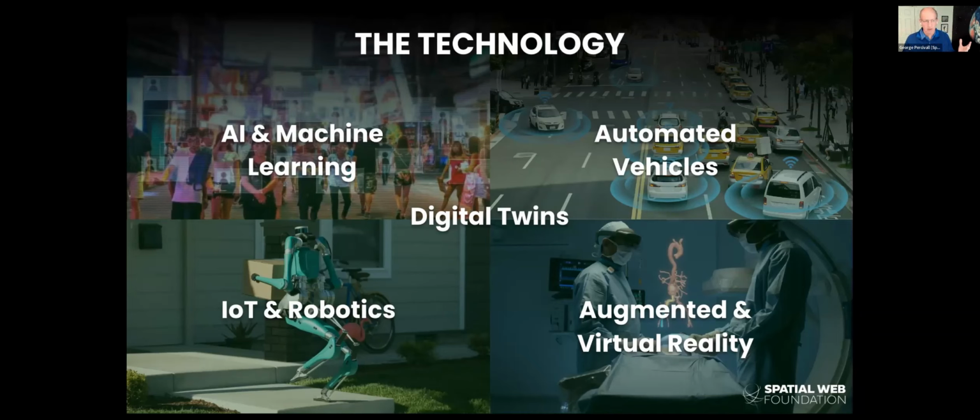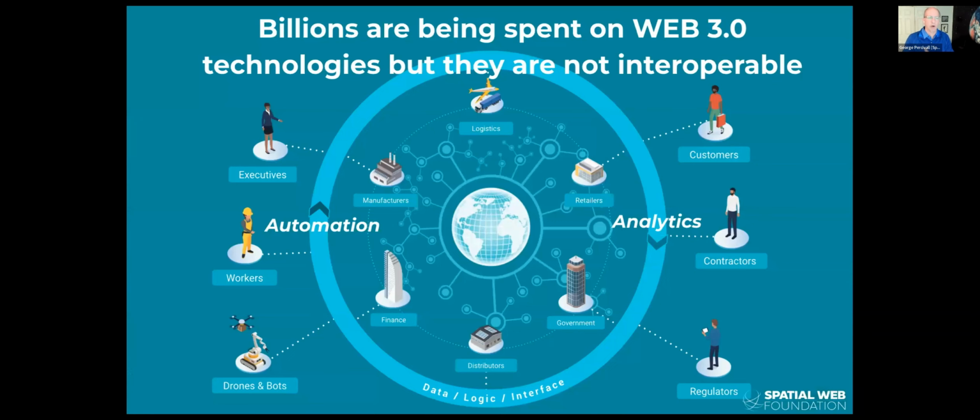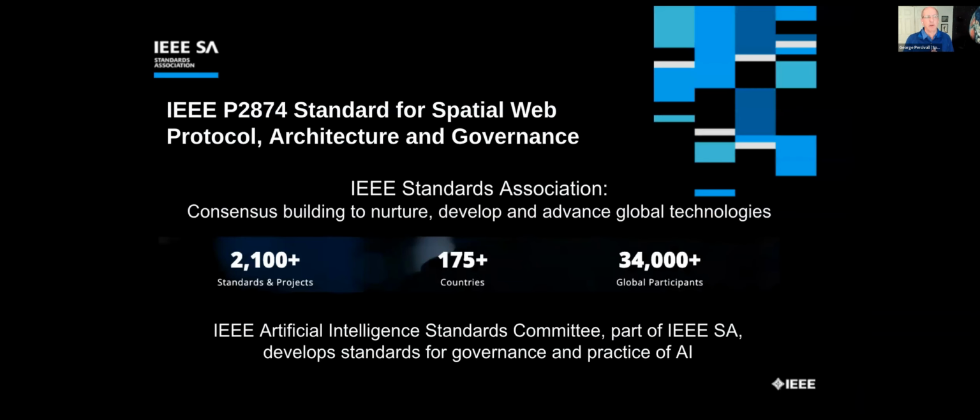We've got this concept of a digital twin. We've got the technologies that are behind it. We've got the concept, excuse me, of the spatial web, which was written about in that book and the like. So what the founders of this did was approach the IEEE Standards Association, and in particular created this project called P2874, which is, as it's stated here, the standard for spatial web protocol, architecture, and governance.